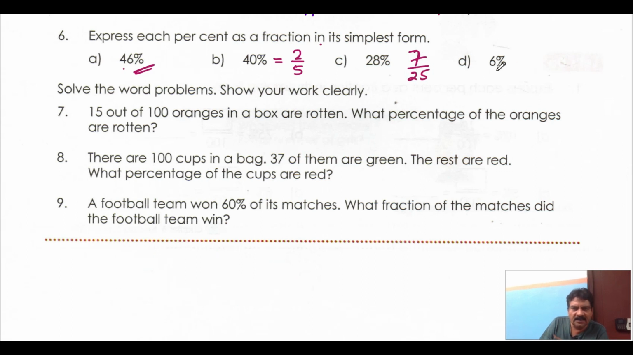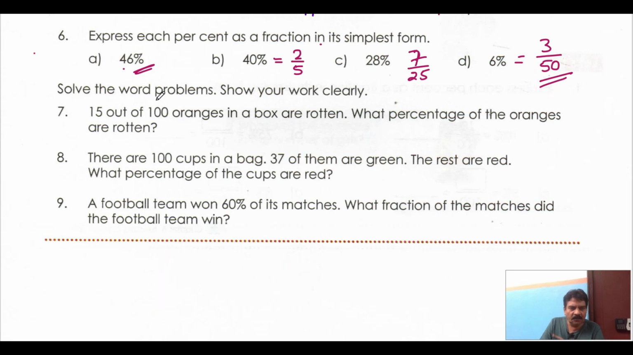Now the next one is 6%. I'll write down here 6%. 6% means 6 out of 100. 2 3s are 6, 2 50s are 100, right? So it becomes 3 by 50. Now this is the simplest form. So the answer is going to be your 3 by 50. This is the simplest fraction.